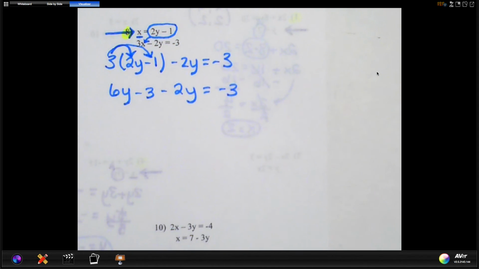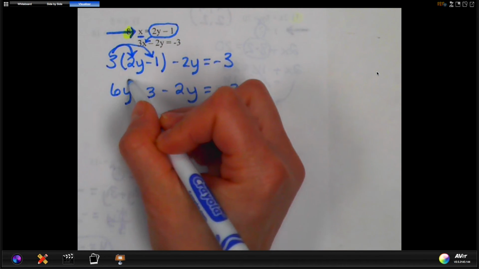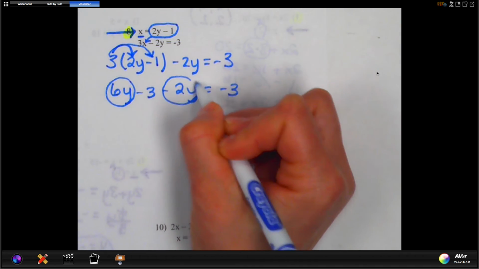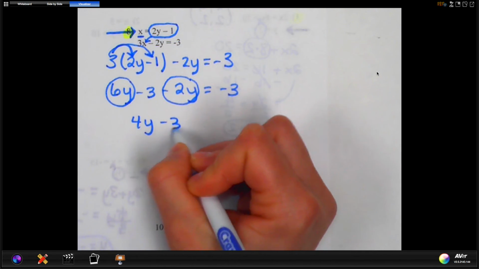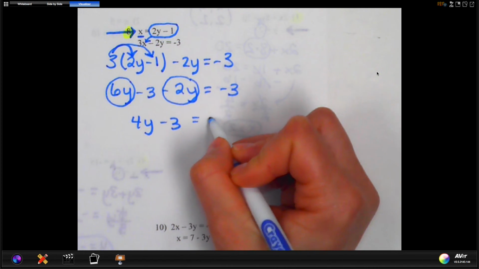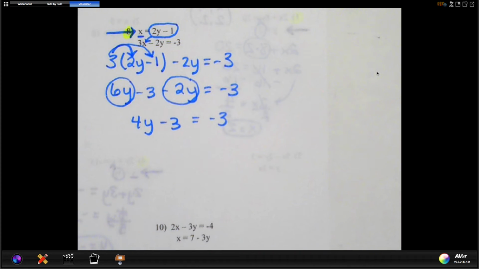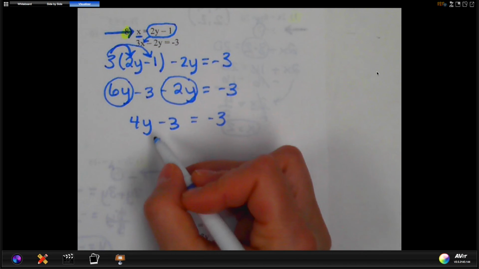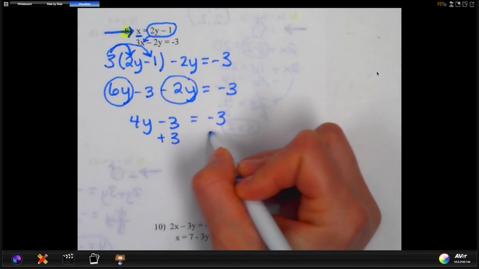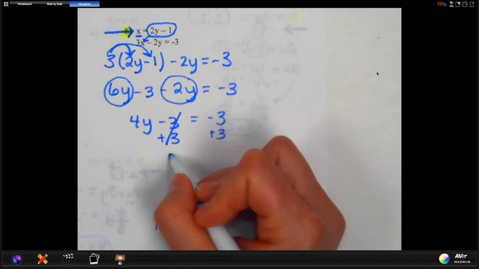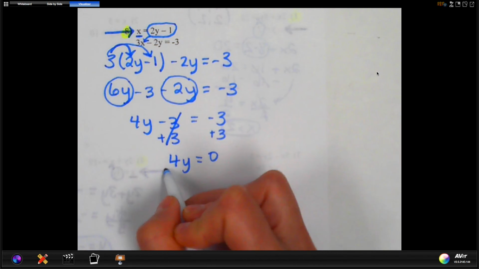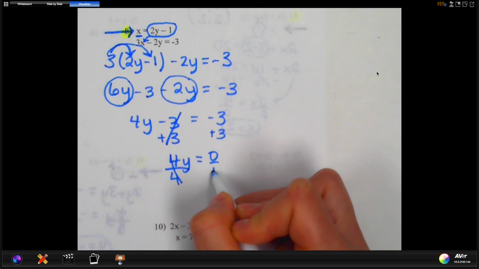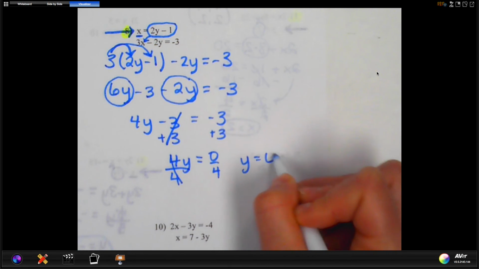Okay, take a look. Do I have any like terms? I sure do. 6y minus 2y gives me 4y. Bring down minus 3, and then bring down the negative 3 and the equal sign. Okay, here we go. Undo minus 3 by adding. So bring down 4y equals, negative 3 plus 3 is 0. If we divide our 4 out, we get y equals 0.